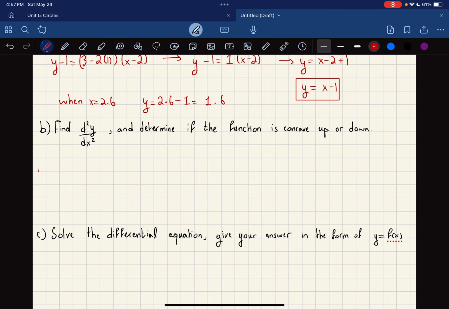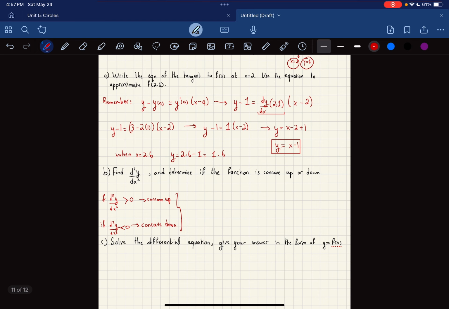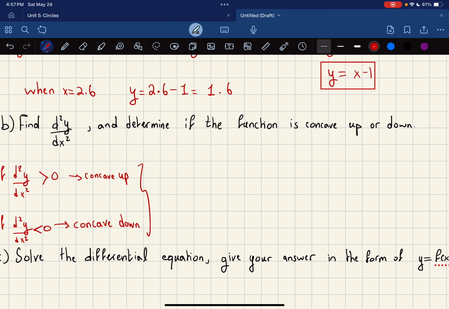Now, if d squared y over dx squared is positive, it's going to be concave up. If d squared y over dx squared is negative, that means it's concave down. And now, what is d squared y over dx squared? It's basically the derivative of dy over dx. So, since dy over dx is basically 3 minus 2y, then d squared y over dx squared is going to be the derivative of this expression over here.